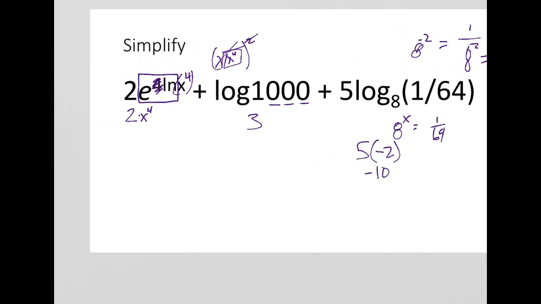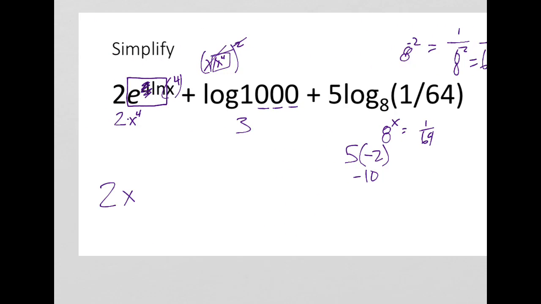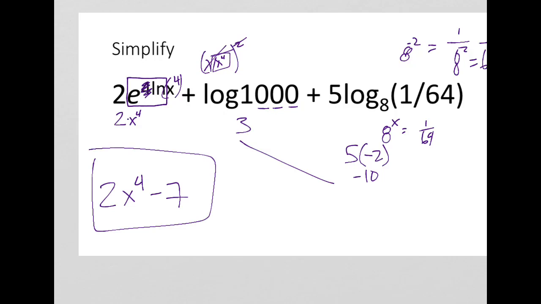And so piece this all together. I have 2x to the 4th minus 7, because the 3 and the negative 10. And in this case, we simply have an expression as our answer.